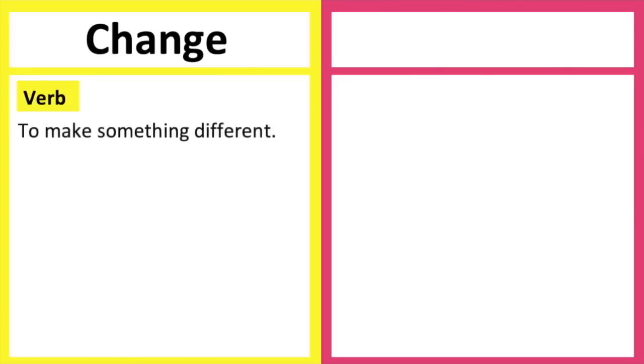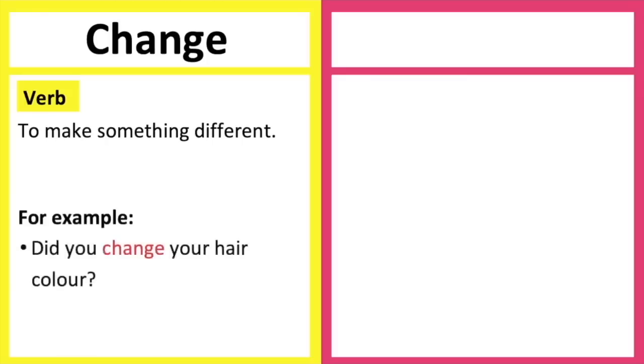Change. Change is a verb and it means to make something different. For example, did you change your hair color? I changed the light bulb.